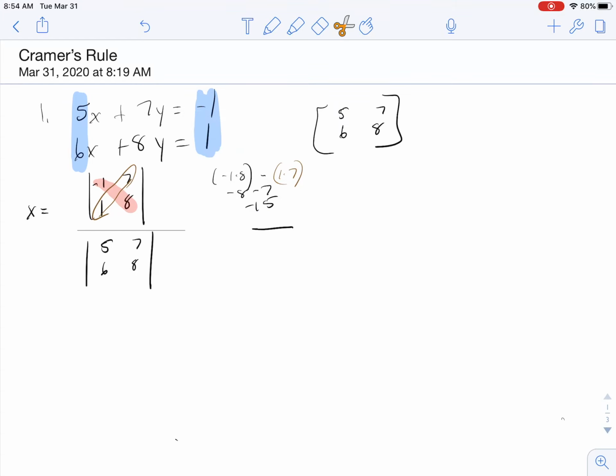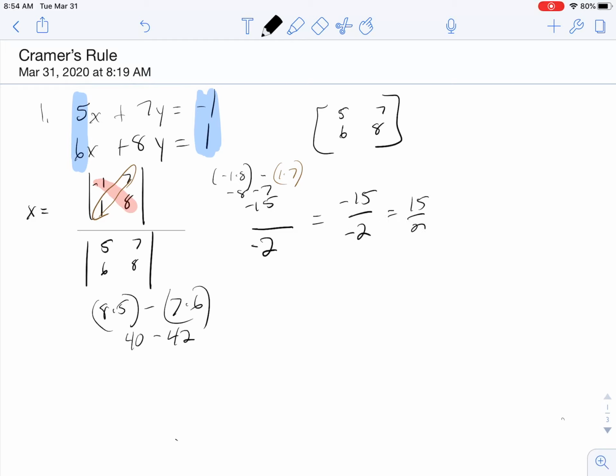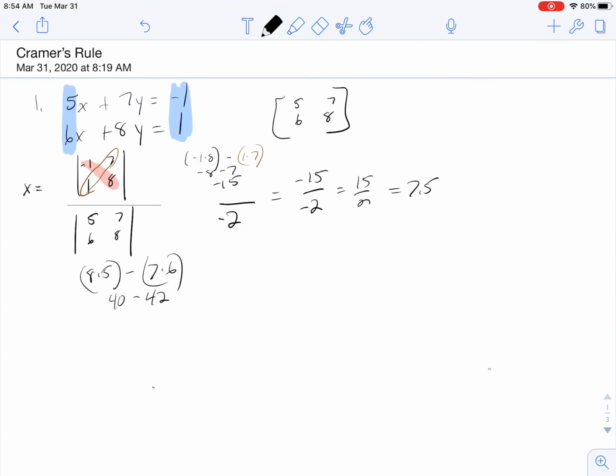So now we do the same exact thing for the denominator. We find the determinant, which says go 8 times 5 minus 7 times 6. You just take those two diagonals and do the product. 8 times 5 is 40, and then 7 times 6 is 42. So in the denominator, you get -2. So when it's all said and done, x is going to be -15 over -2, which is 15 halves. You can express that as a decimal as 7.5.